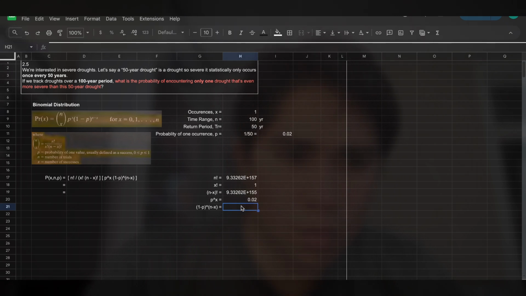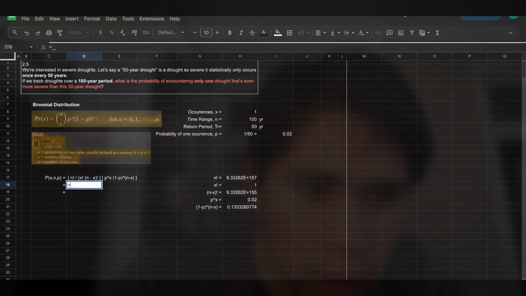So let's do 1 minus the probability of one occurrence to the n minus x, which will be 99, right? Minus x. Okay, we got all the values. Now let's plug in here. Let's do equal. Hopefully I get this right.